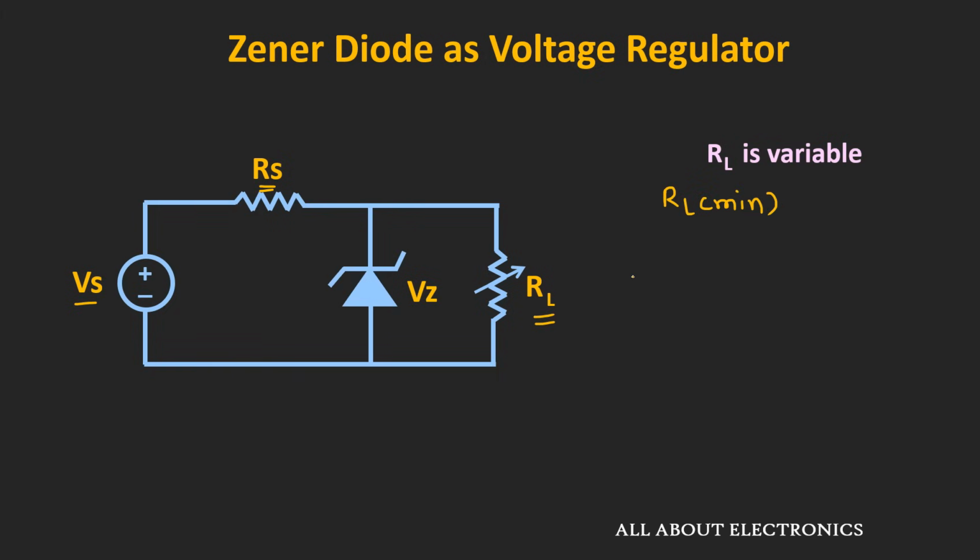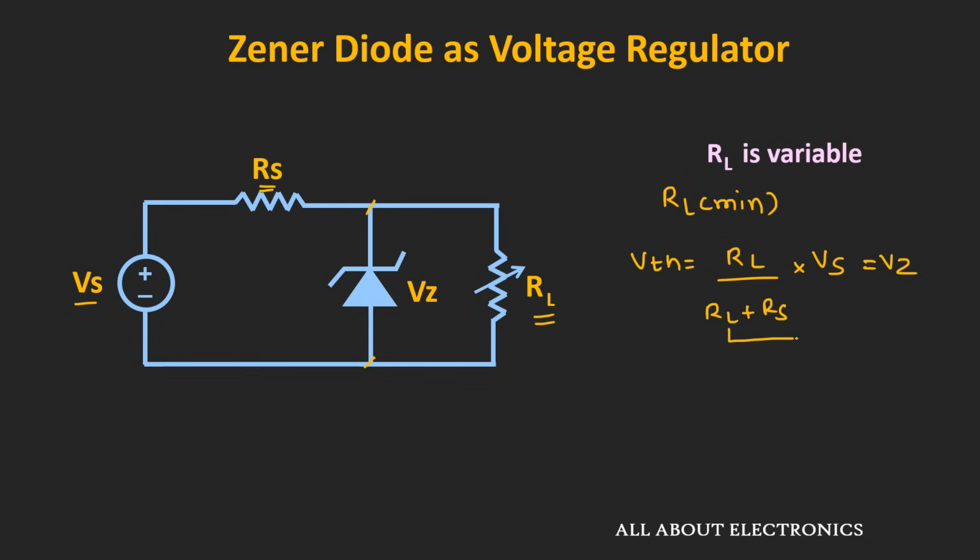To find that, first of all, let us write the Thevenin's equivalent voltage across this Zener diode. So this voltage Vth can be given as RL divided by RL plus Rs times Vs. Now from the equation, if you observe, as the value of this load resistance RL reduces, then the Thevenin's equivalent voltage across these two terminals will reduce. But if this Thevenin's equivalent voltage goes below this voltage Vz, in that case this Zener diode will come out of the breakdown region. So the Thevenin's equivalent voltage should be at least equal to Zener voltage, and from this we can find the minimum value of this load resistance.